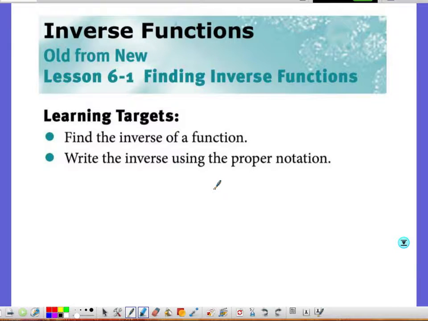Hello, and this video is going to be on lesson 6-1, finding inverse functions. Learning targets are to find the inverse of a function and to write the inverse using proper notation. This begins on page 89.